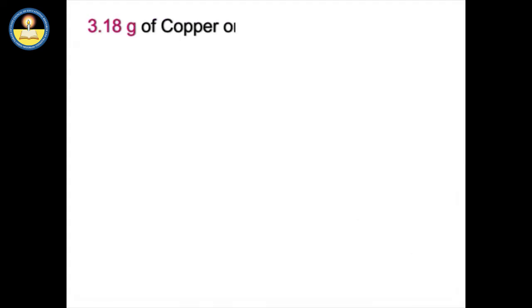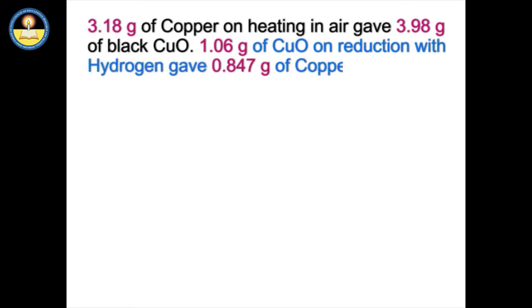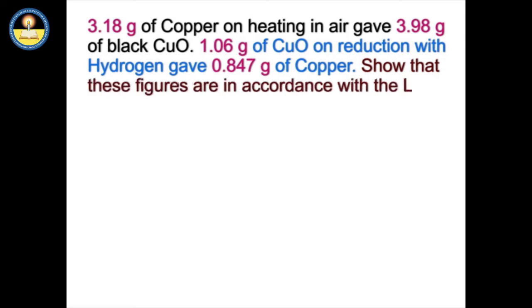Let us now try to solve a problem. 3.18 grams of copper on heating in air gave 3.98 grams of black CuO. 1.06 grams of CuO on reduction with hydrogen gave 0.847 grams of copper. Show that these figures are in accordance with the law of definite proportions. Let us try to solve this problem now.